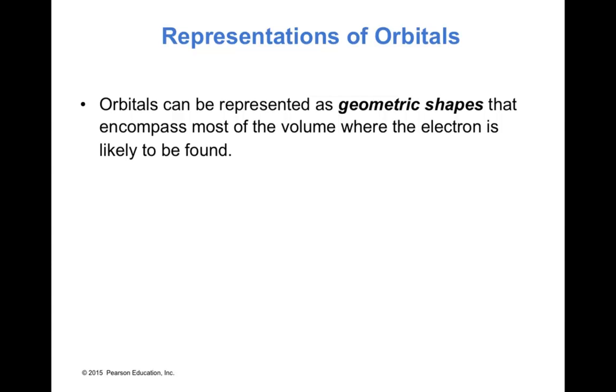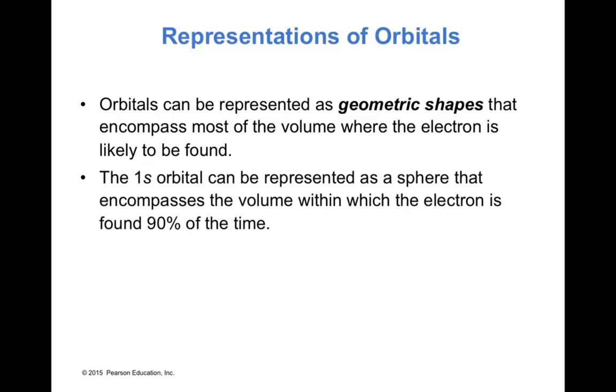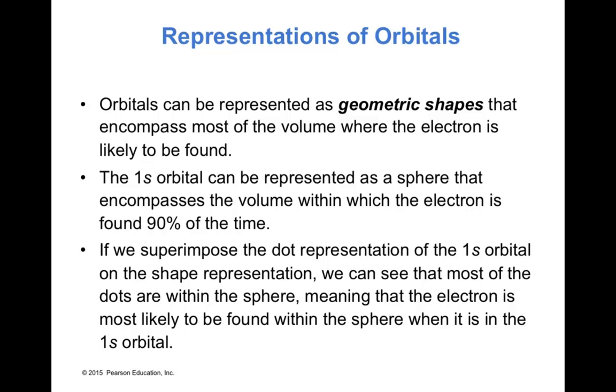Orbitals can be represented as geometric shapes that encompass most of the volume where the electron is likely to be found. The 1s orbital can be represented as a sphere that encompasses the volume within which the electron is found 90% of the time. If we superimpose the dot representation of the 1s orbital on the shape representation, we can see that most of the dots are within the sphere, meaning that the electron is most likely to be found within the sphere when it is in the 1s orbital.